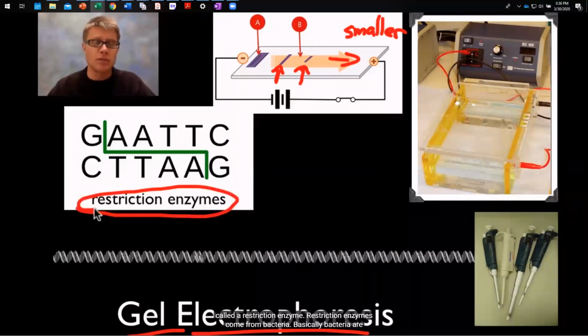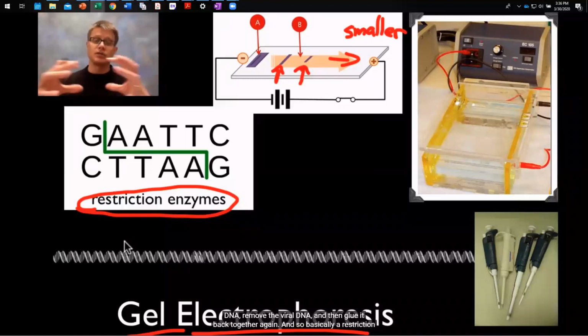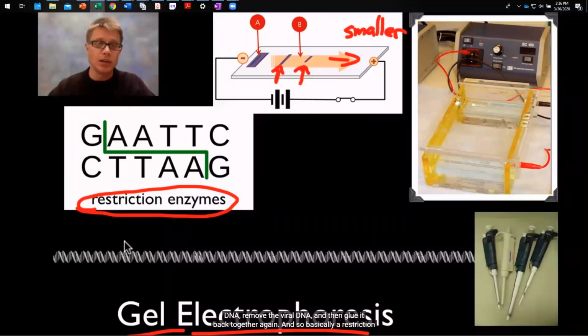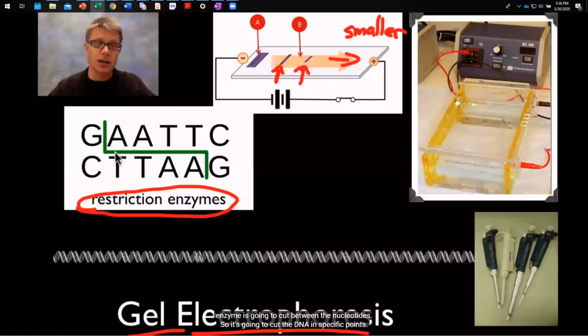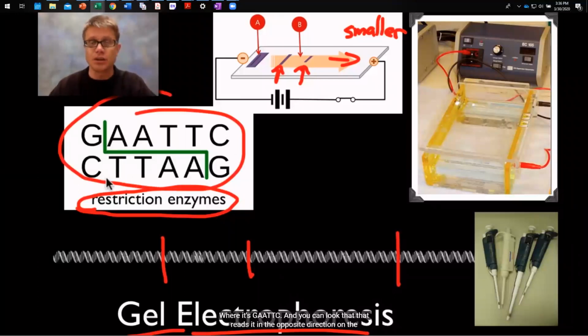Restriction enzymes come from bacteria. Basically, bacteria are constantly being infected by viruses, so they use restriction enzymes to cut up all their DNA, remove the viral DNA, and then glue it back together again. A restriction enzyme is going to cut between the nucleotides. It cuts the DNA at specific points, but only when it has this specific reading frame right here, GAATTC, and you can see that it reads the same in the opposite direction on the other side.